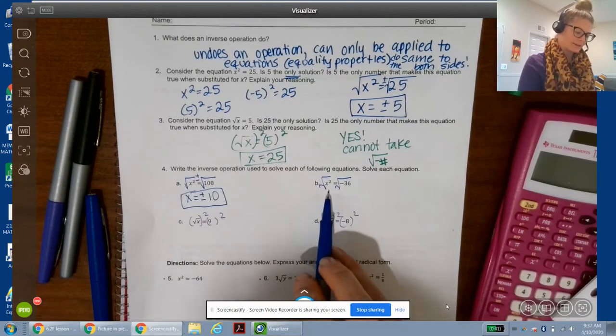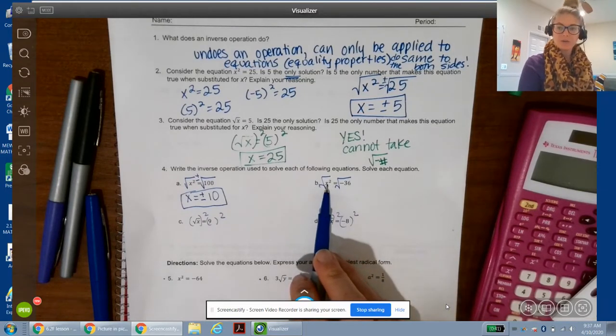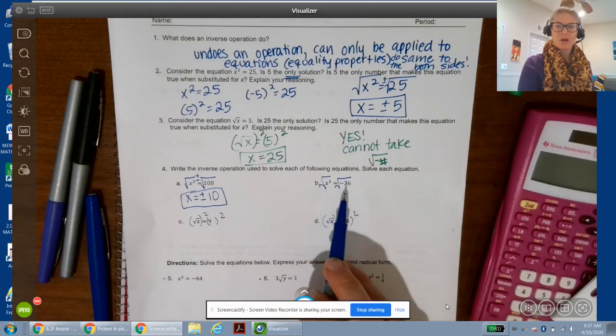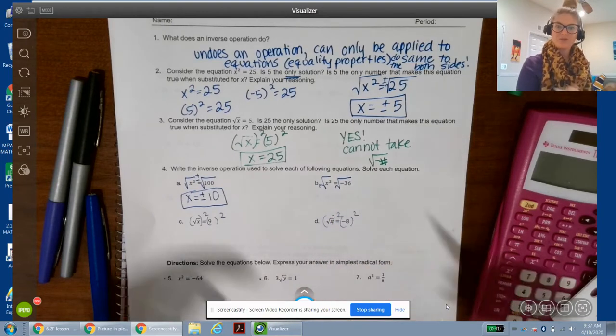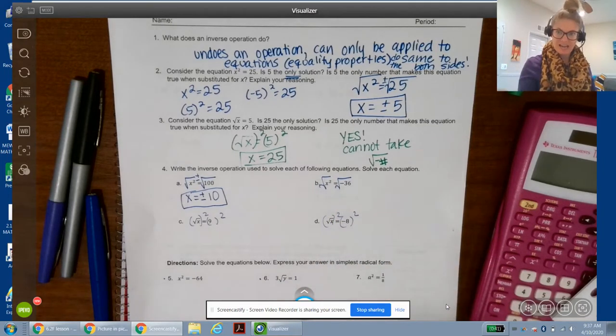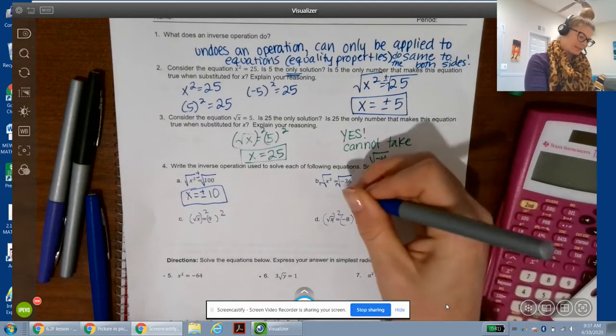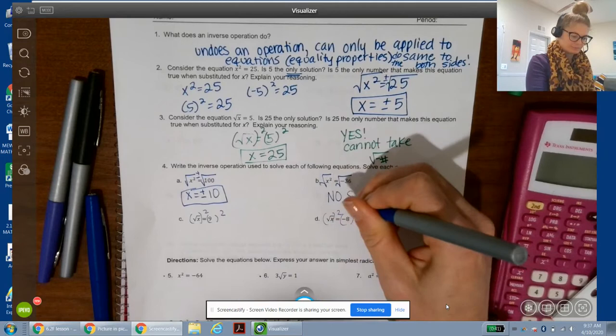Let's take the next one. x squared is equal to negative 36. We said to undo squaring, we're going to take the square root of both sides. Oh no! Can you take the square root of a negative number? You can't. So this is no solution.